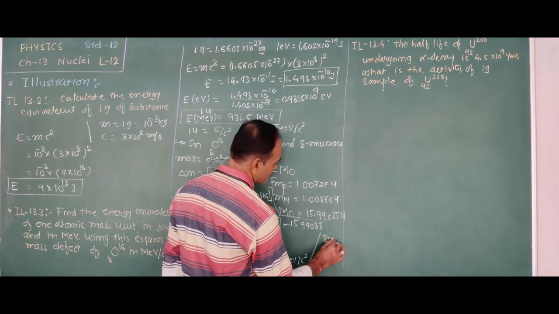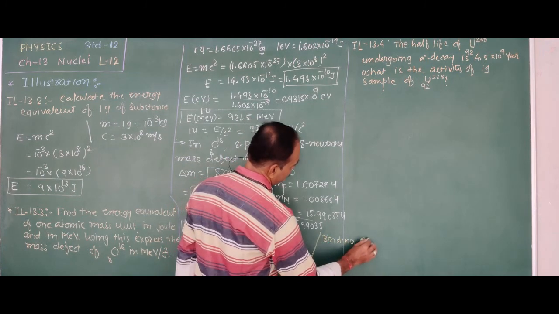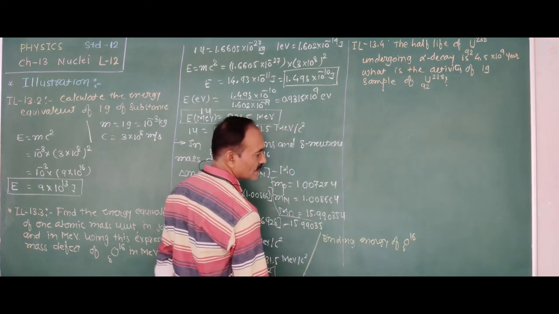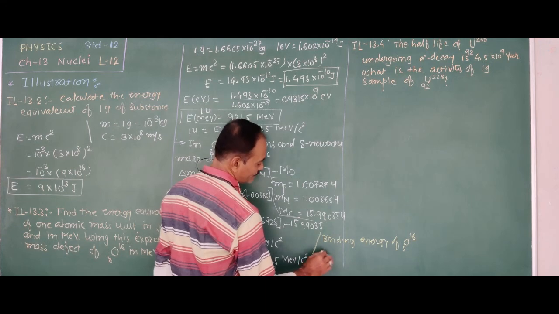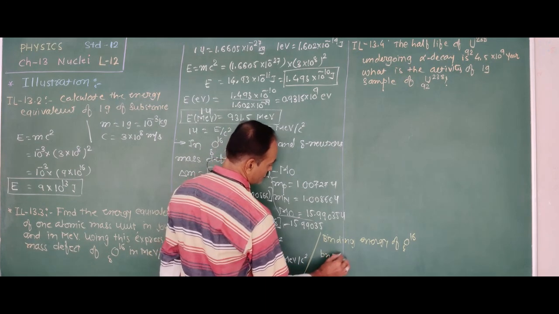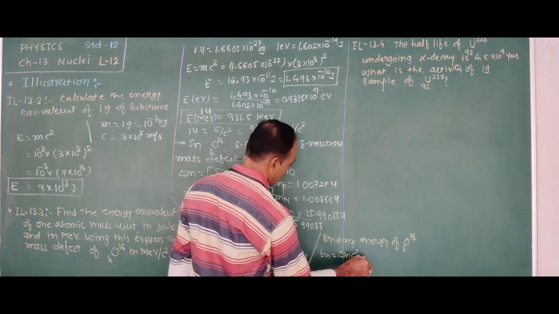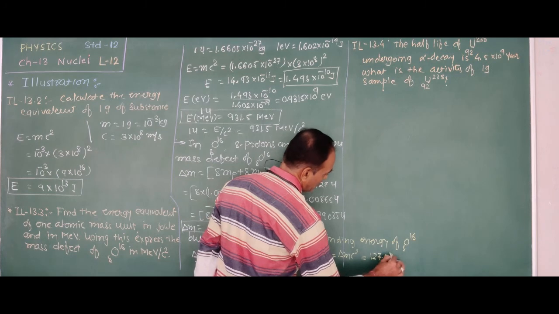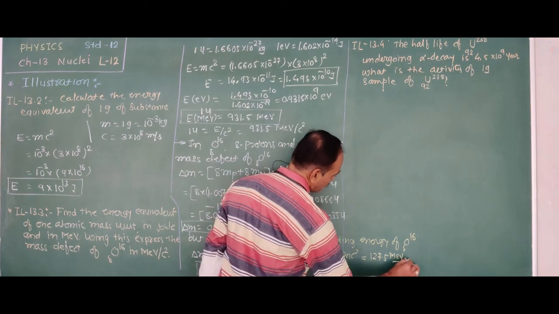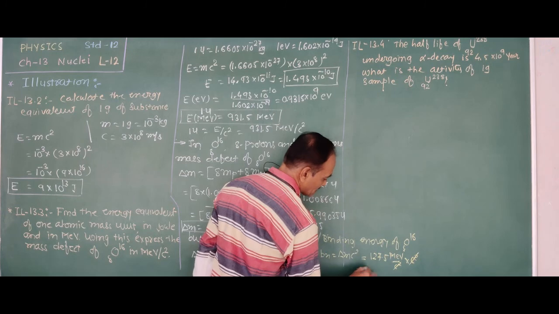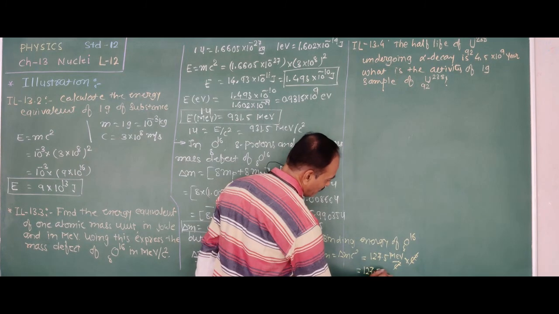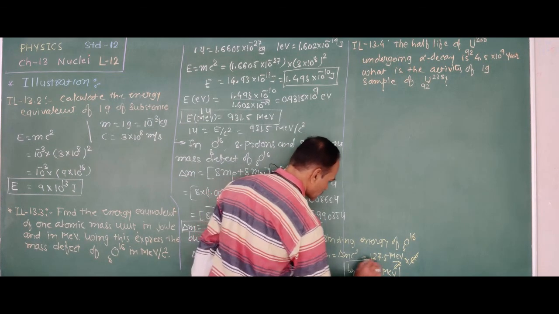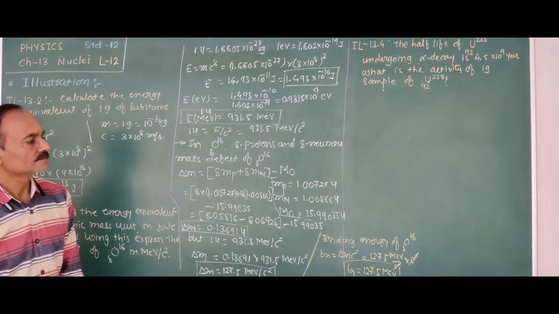Therefore, binding energy of oxygen-16 is equal to delta M into c square. Delta M we have already found in this way, 127.5 MeV per c square into c square. c square cancels, therefore 127.5 MeV. That is the binding energy of oxygen. Okay.